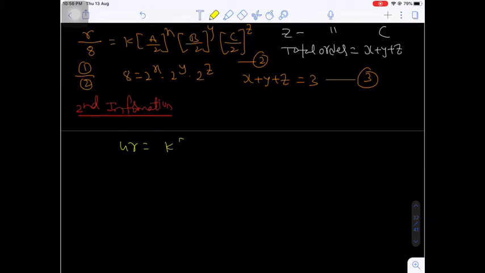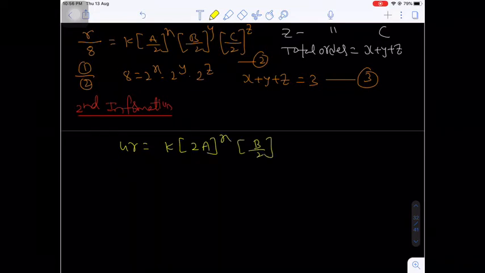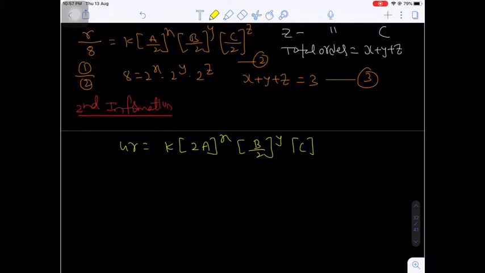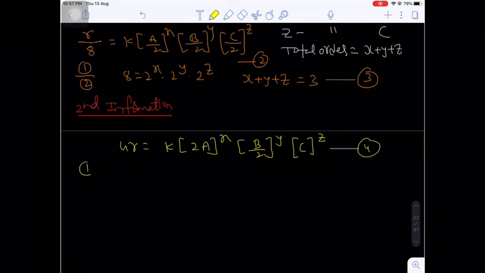When the rate of reaction become 4 times, doubling the concentration of A, that means concentration of A now become 2A, and reducing the concentration to the half, that means B become B by 2 to the power Y. There will be no comment on the concentration of the C, that means the concentration of C do not changes. Let's suppose this is C as it is. Okay, from here if you see, let's suppose this will be the equation number 4.